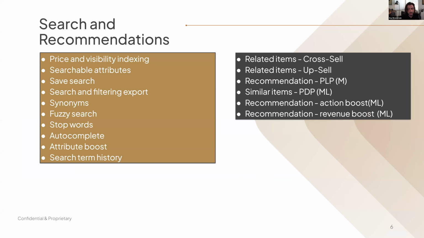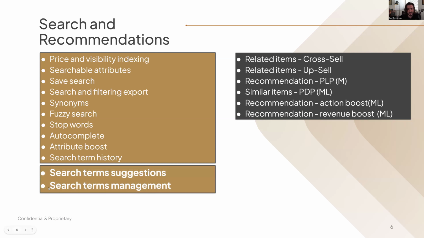The reason I decided to show it is just to show you that through time, we added more and more functionalities. On the left, things related to search, and we're using Elasticsearch in the background. And on the right, things related to different tools for creating relationships between products or product recommendation. So I'll start with the search. The two main items that we added are search term suggestion in the search input, but what I'm going to be showing you is the actual search term management tools that I really like.